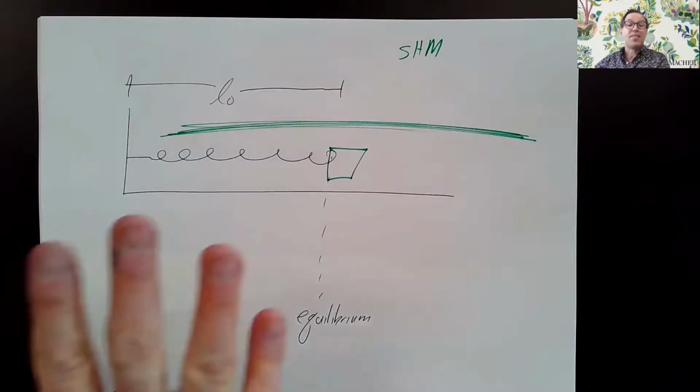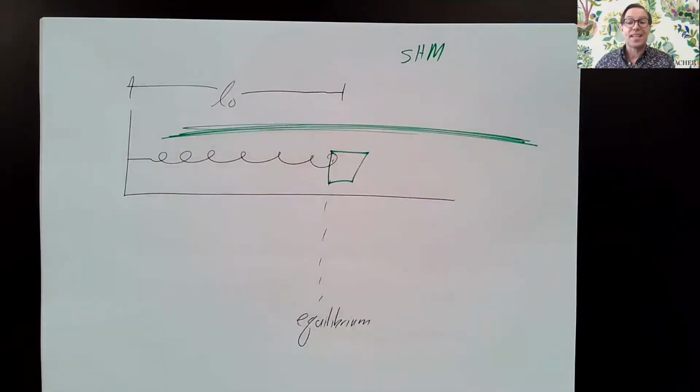So we have to meet these conditions. It has to be moving like something being pushed by a spring in order to be called a simple harmonic oscillator, and in order for its motion to be simple harmonic motion.